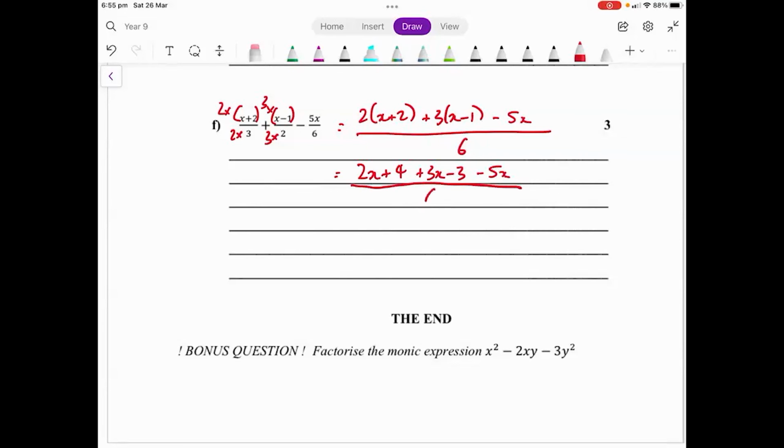Simplify by collecting those like terms. 2x plus 3x minus 5x, that's 0x. So I don't need to write that. 4 minus 3 is 1. Final answer, 1 over 6.